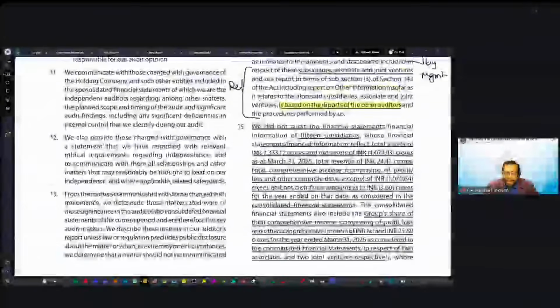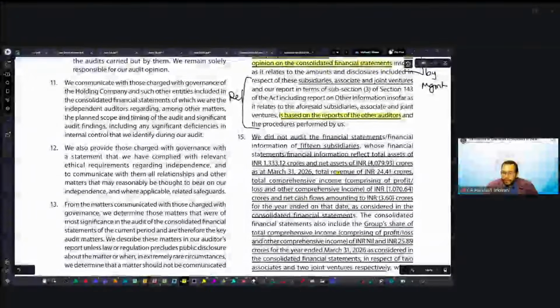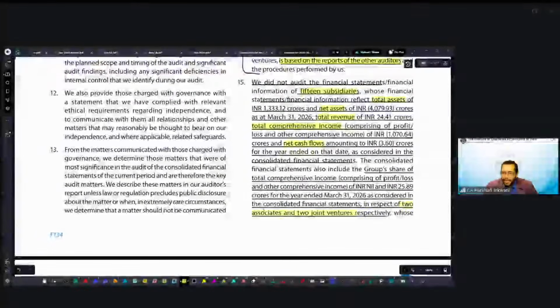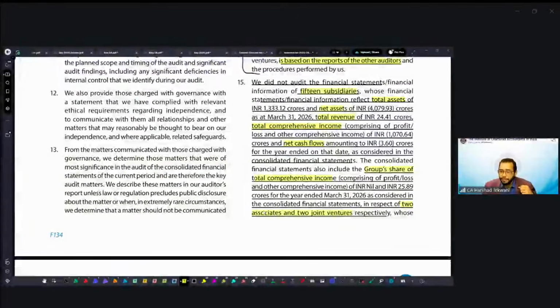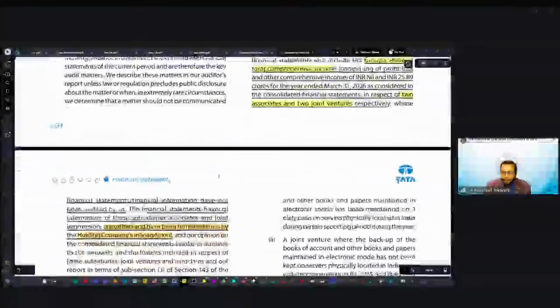Now, which has a net asset of this much amount. Again, we are specifying 15 subsidiaries with net asset, total revenue, total comprehensive income, net cash flow. For the two associates and joint ventures, we are specifying the group's share of total comprehensive income. And we say that this is something not audited at all.